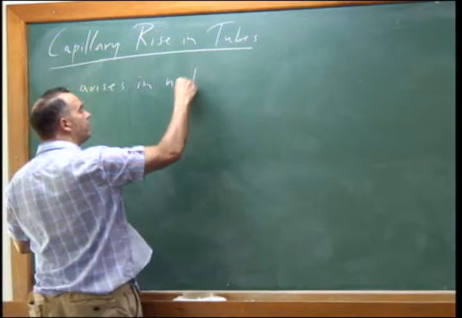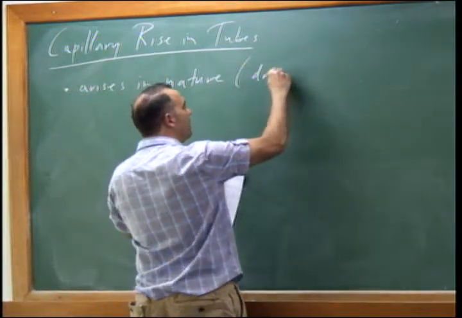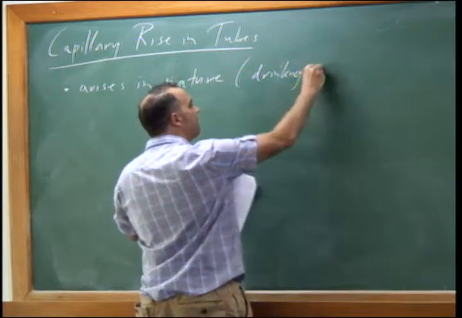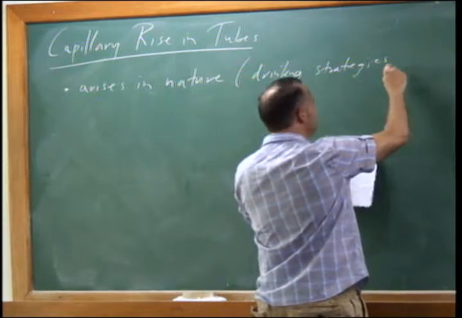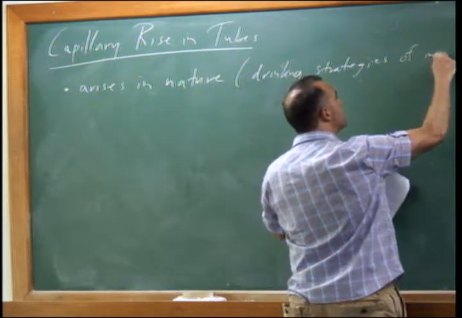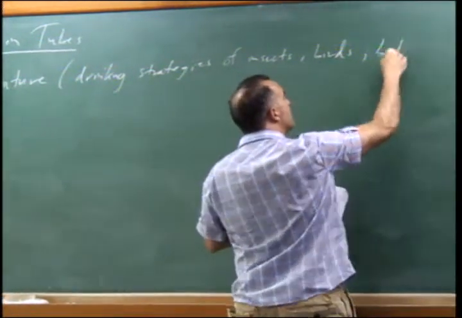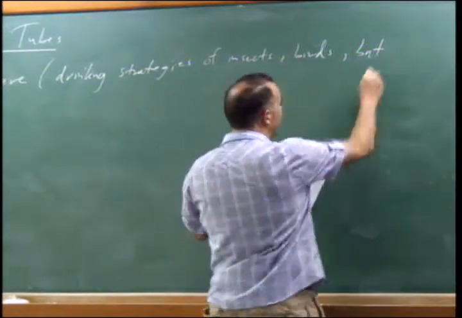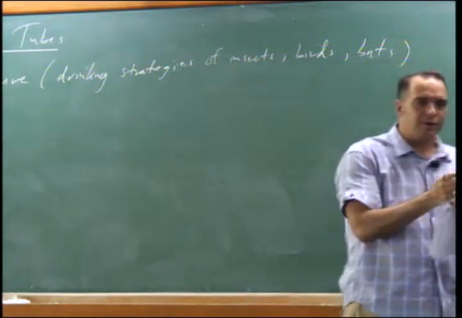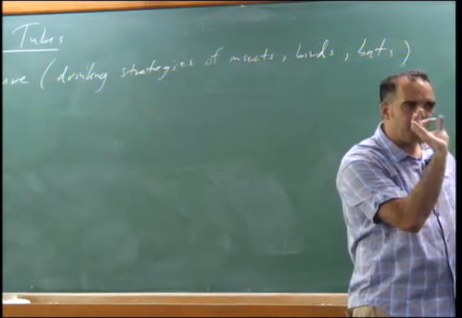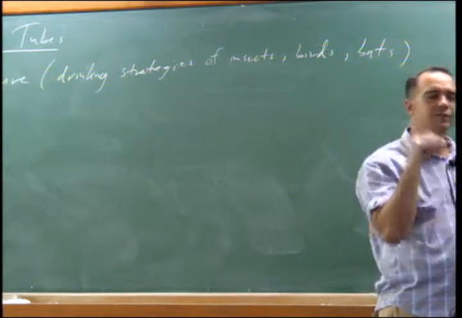And this also arises throughout biology. So the drinking strategies of many birds and insects rely on capillary action. For example, the tongue of a hummingbird is shaped like a tube, and it basically goes into the fluid, and the fluid rises spontaneously and fills the tongue up. Then it extracts its tongue.